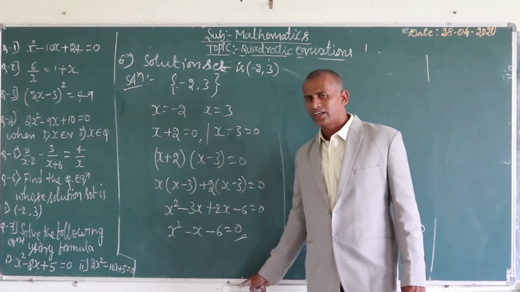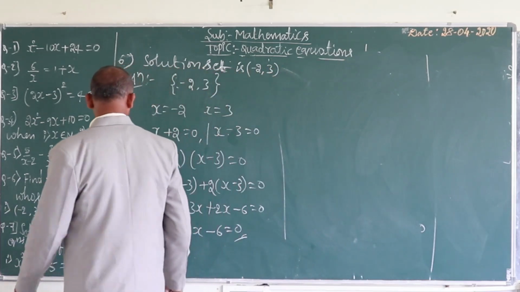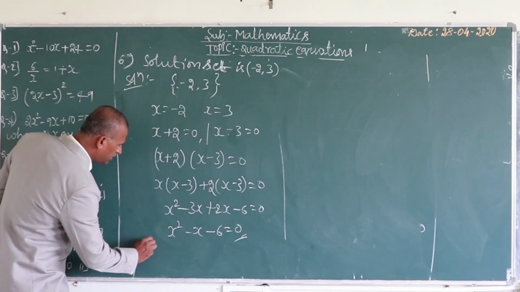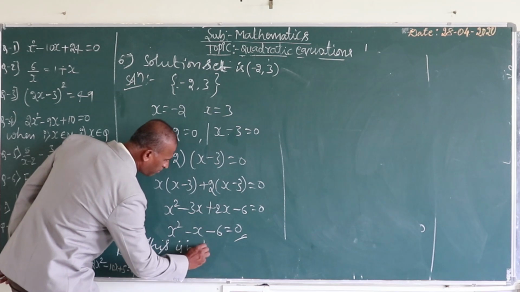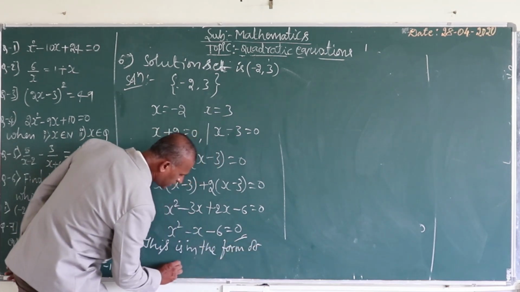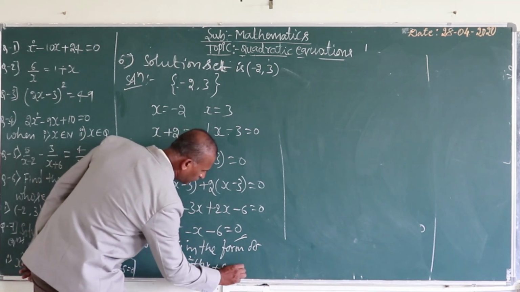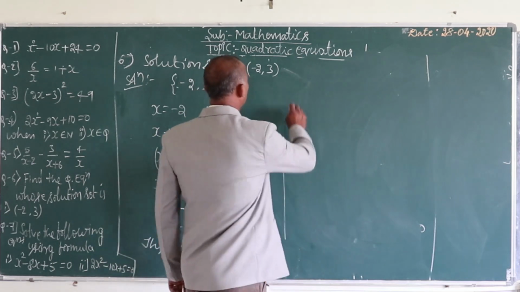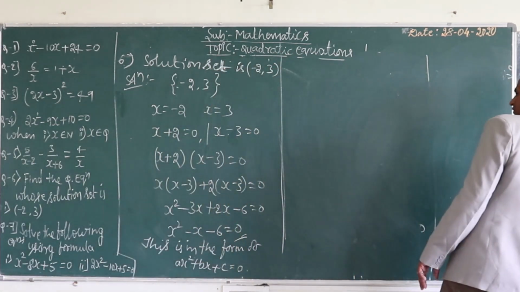What is that? The given quadratic equation is in the form of ax square plus bx plus c is equal to 0. This is in the form of ax square plus bx plus c equals 0. This is the equation.